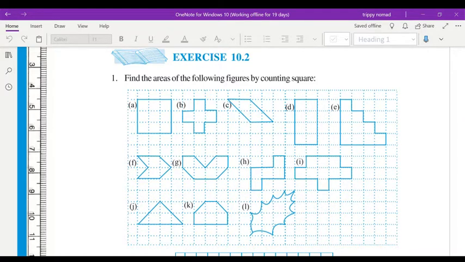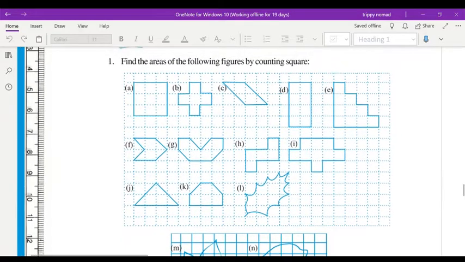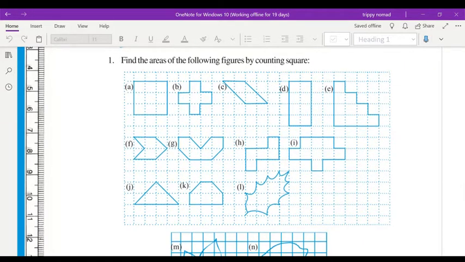After the exam and unit test, we are going to start the 10.2 exercise. We have finished the 10.1 exercise. Find the areas of the following figures by counting squares. Area means the space occupied by an object; that is area.